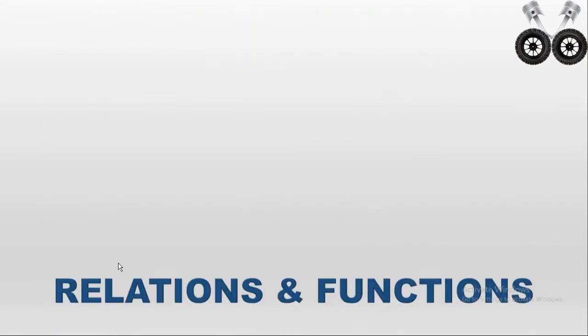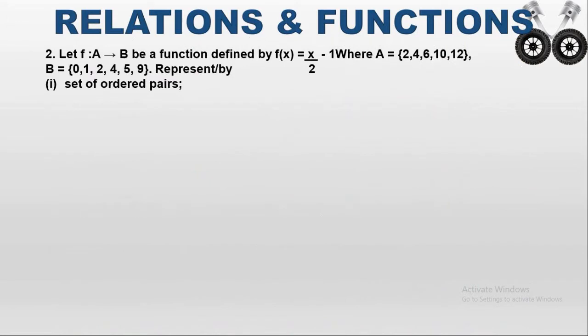Next one: let f be a function from A to B defined by f of x equal to x by 2 minus 1, where A equal to {2, 4, 6, 10, 12} and B equal to {0, 1, 2, 4, 5, 9} respectively. First you have to find the ordered pairs for the given function. For finding the ordered pairs, you have to find the elements in A that are mapped to the elements in B. We have to find the exact mapping from A to B.